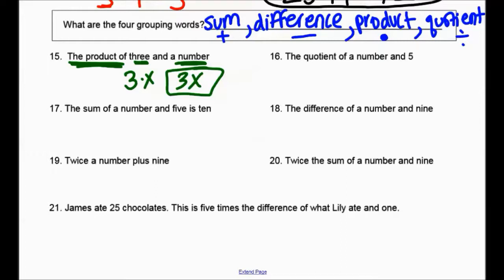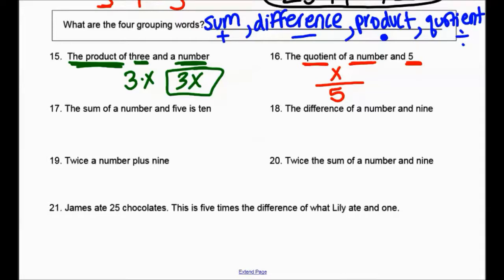Here we have the quotient of blank and blank. Quotient means division. So we're dividing, so it's a quotient of a number and 5. I'm looking for of what two things. So we're dividing a number and 5. All right, there are no switcheroo words here. Remember, switcheroo words are only more than, less than, added to, and subtracted from, okay? Our grouping words, we typically, it's exactly the order that it is.